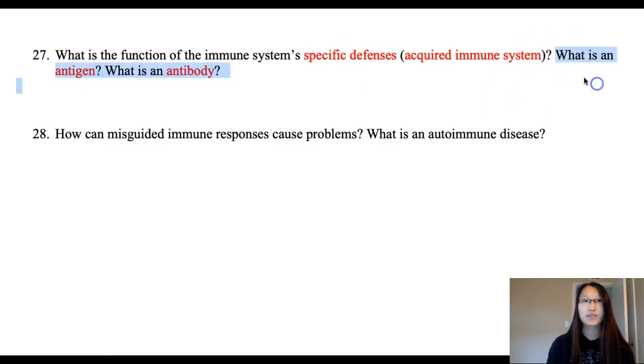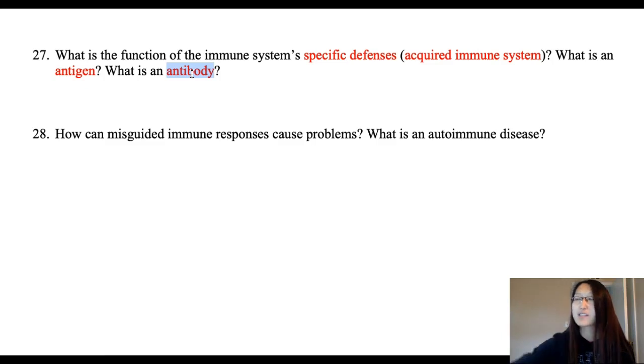The next one is, what is the difference between antigen and antibody? So a pathogen that can cause an immune response is called an antigen. So you can basically think of antigen and pathogen as the same thing. What is an antibody? So those antibodies are produced by your white blood cells, and the antibodies can surround the pathogen or the antigen and mark it for destroy.